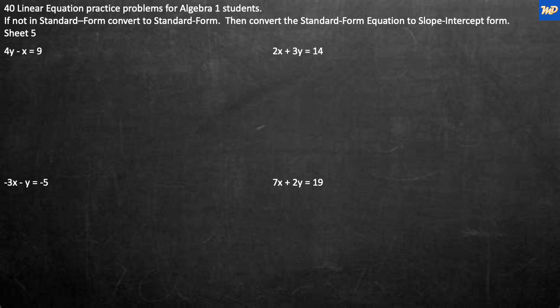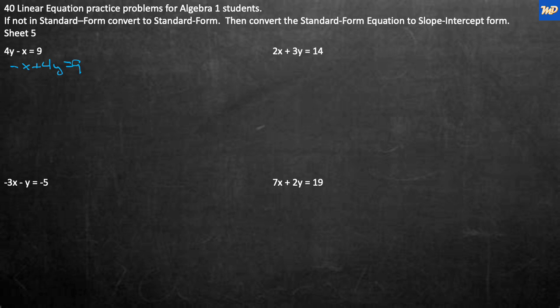So if we're looking at the first equation here, we see 4y minus x. We're going to have to flip it because the x is not first. And we're also seeing that it's a minus x, so we're going to have to change that too. So we're going to say minus x plus 4y is equal to 9. Okay, now we've got the right format from x to y to the constant.